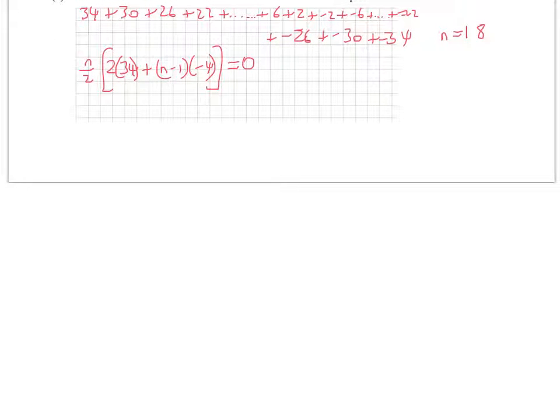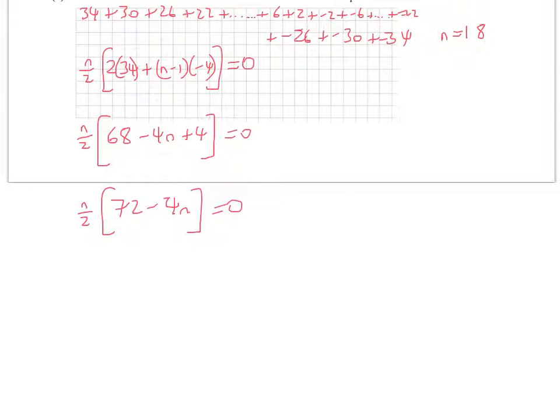And tidying that up, we're going to get n over 2, 68 minus n plus 4, which works out as n over 2, 72 minus 4n.